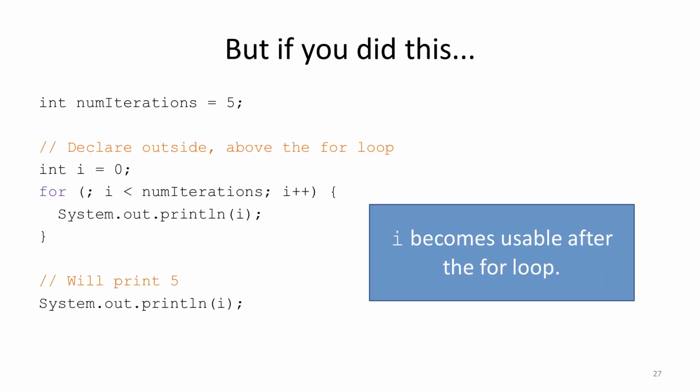But if you did this, if you declared that variable i above the for, then that changes the variable scope of i. i will now become usable after the for loop. So yes, you would be able to print i after the for loop, but at that point, you might as well use a while loop, since in a while loop, the initialization is above the while. You can use i inside the while and after it. But if you're going to be doing something like this, you might as well use a while loop to begin with.